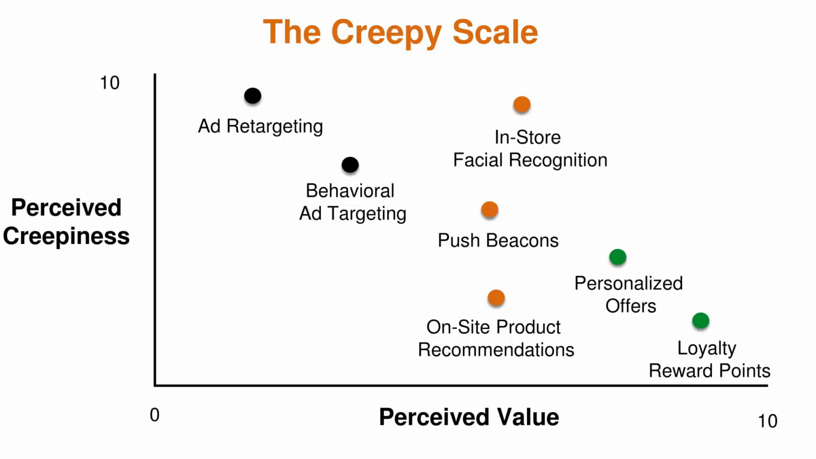So let me show you something that is highly scientific, as you can see just by the fact that neither axis is labeled with units. But this is a model that can help you identify if what you're doing is going in the right direction or if it is not. If you try to place what you're doing in here, this will give you a hint if you're going in the right direction or what you can improve on. So let's go through a couple of these. On the y-axis, we have the perceived creepiness. On the x-axis, we have the perceived value.